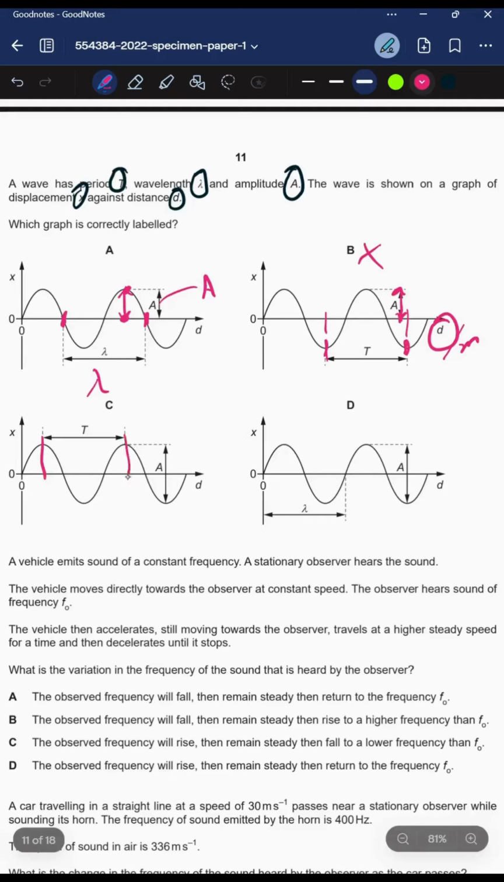Similarly, in this one, they are saying that this is time period. Again, this cannot be an option. So on this one, they're saying that this is lambda. Yeah, we can say that this is lambda because lambda is measured in meters and the x-axis is also labeled in meters. But the problem is they're saying this is the amplitude. However, amplitude is always from the mean position to the maximum position, right? So this should be the amplitude. So this cannot be an option. So yes, the correct option is option A. Why? Because both lambda and amplitude are labeled correctly.